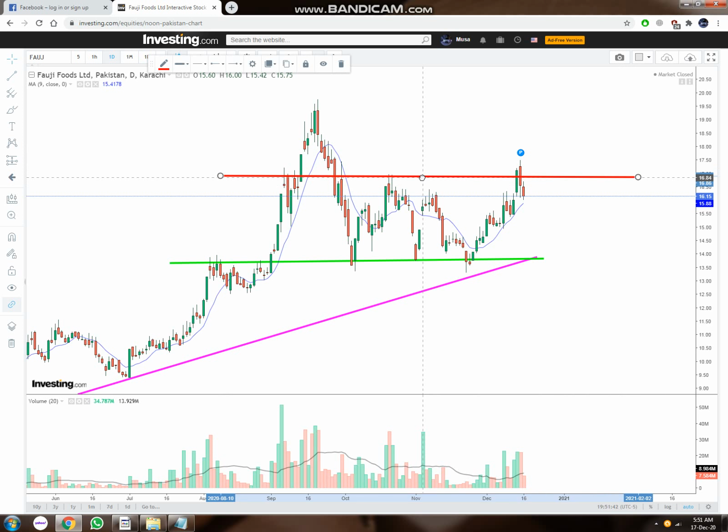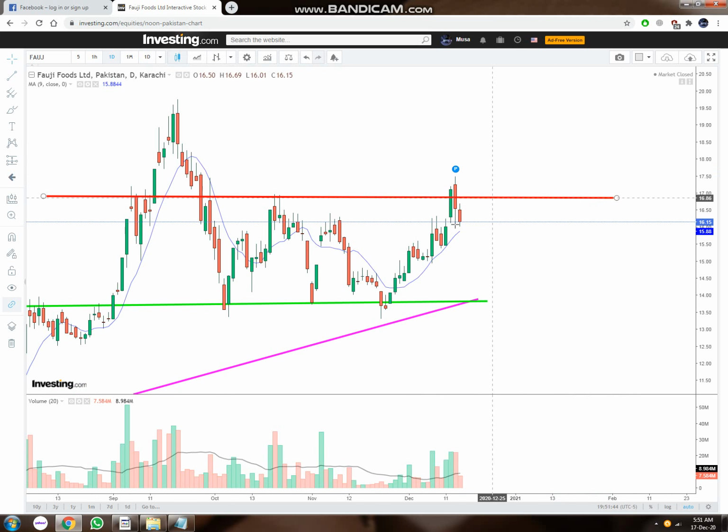Now I want to mention here, you can see this is a false breakout. As you can see, the stocks came down again. Stocks broke the trend line and started to come down again. This was a false breakout.